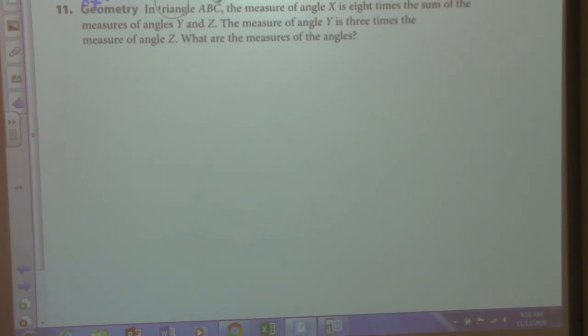Okay, now problem 11, we're going to try to find a system of equations out of this. So I want you to go ahead and figure that out, see if you can get a system of equations, and then work that out.